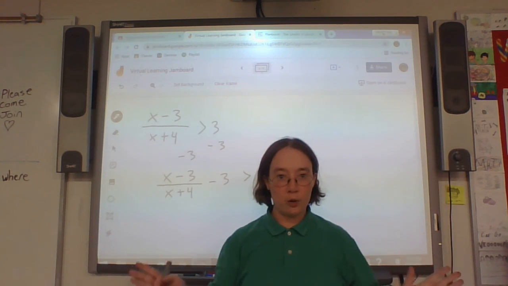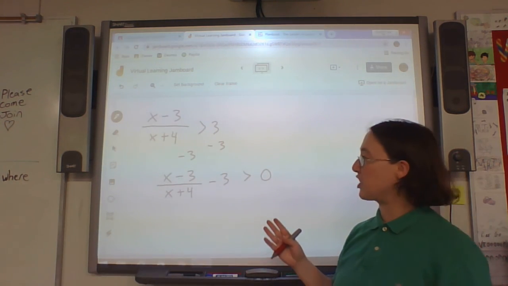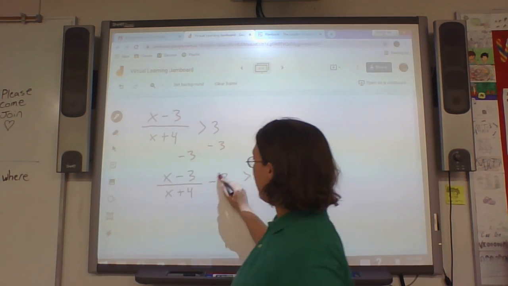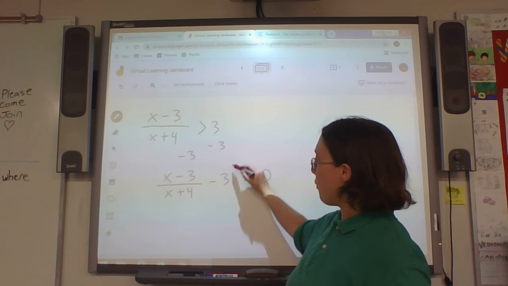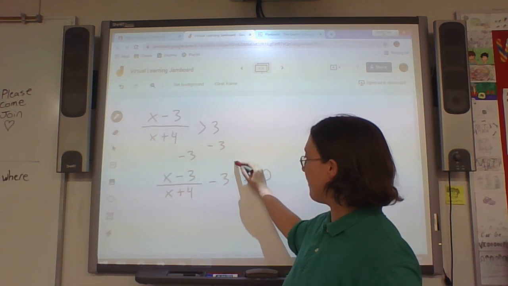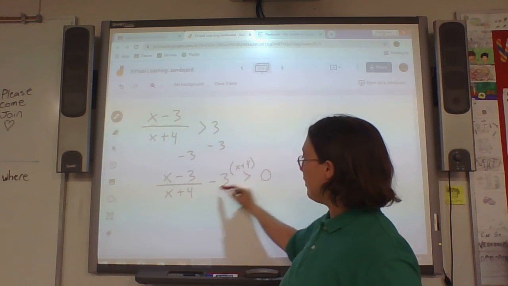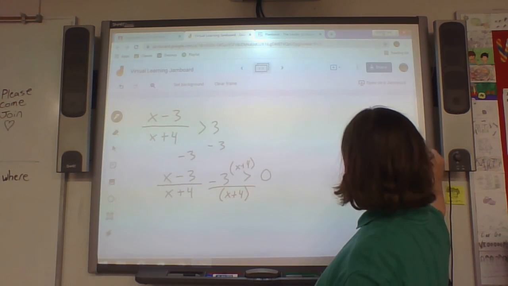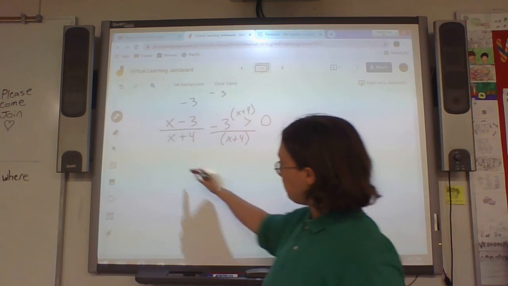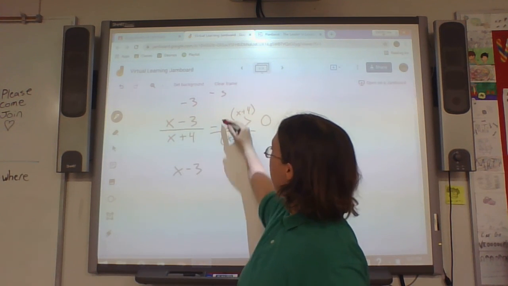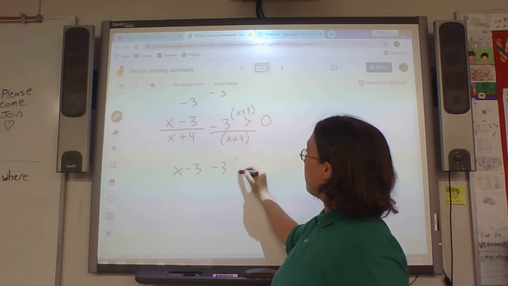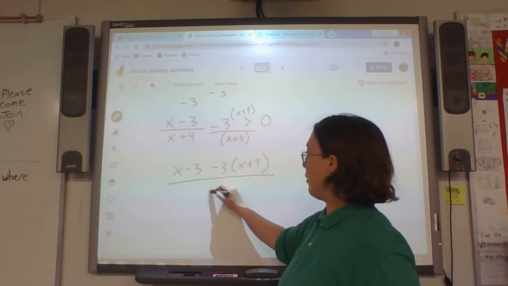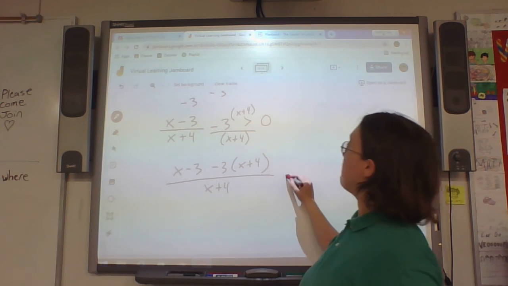Okay, and now in order to add or subtract things that have fractions, we need some common denominators. So we're going to take everything over here times this x plus 4, get ourselves a common denominator. So we're taking this times x plus 4 over x plus 4. So now we got x minus 3 up top, minus 3 times this x plus 4 over this x plus 4.